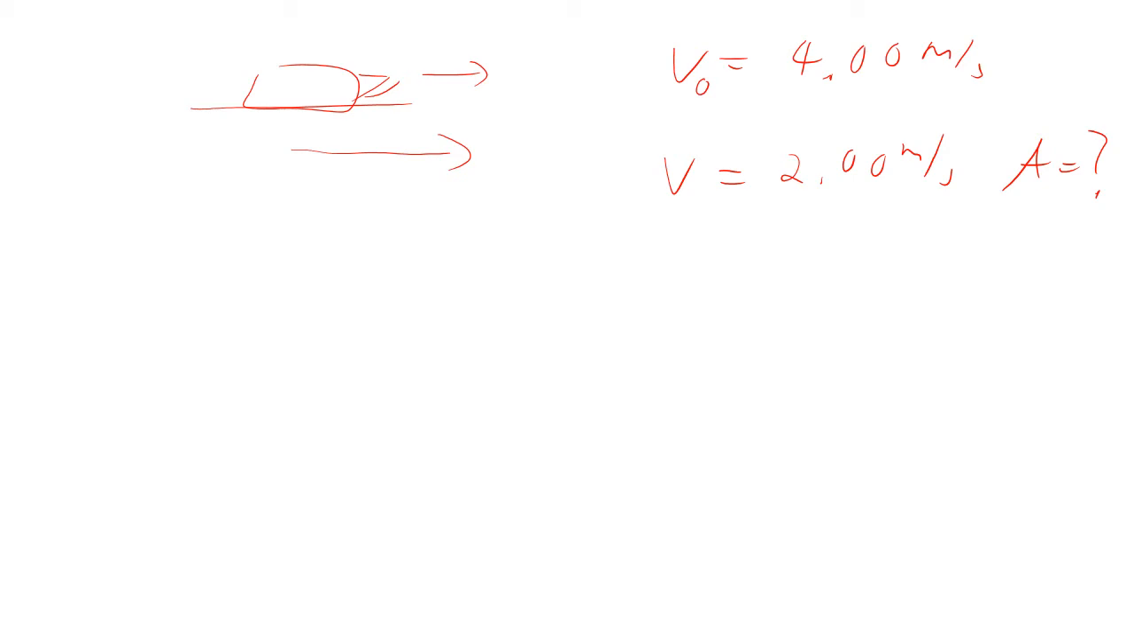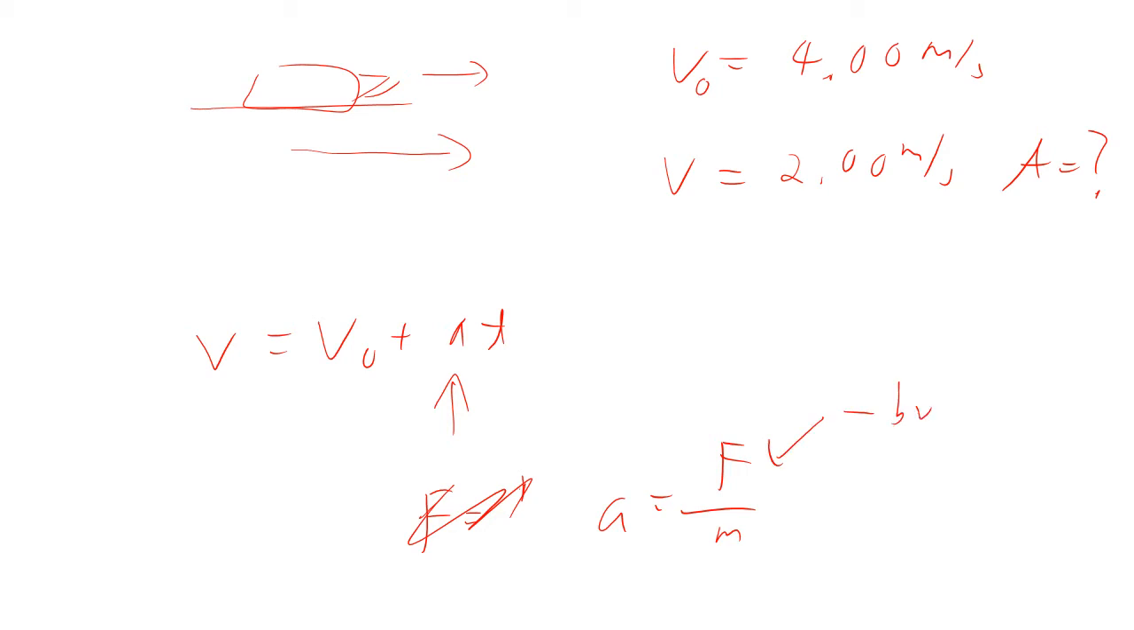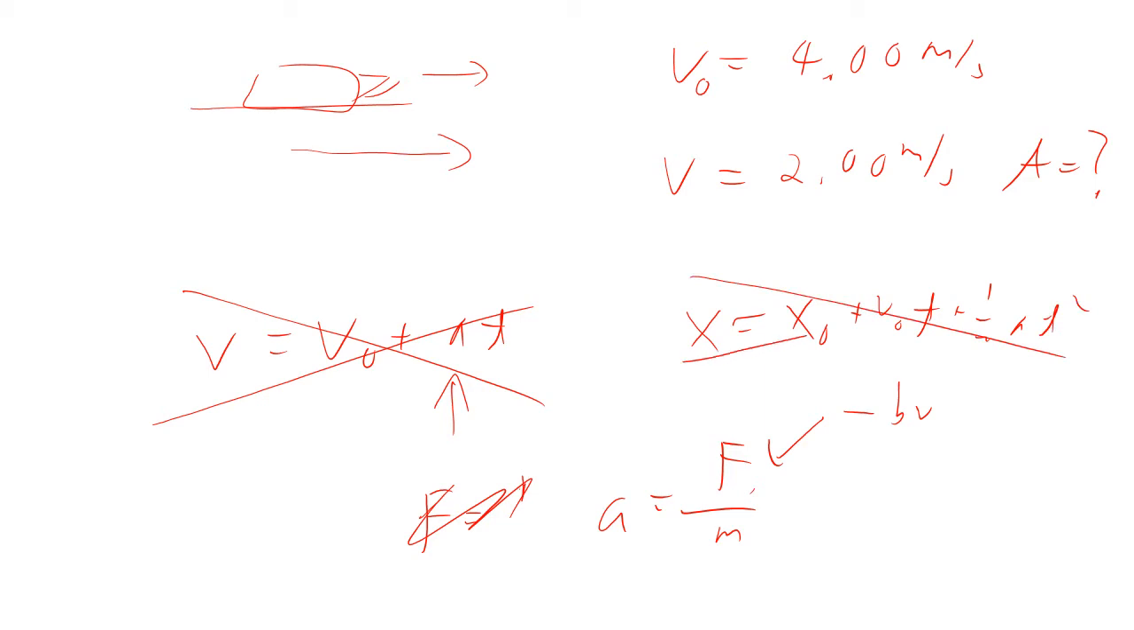Normally what you would do is v equals v naught plus at, and you'd find the force. Except, wait, the acceleration is F over m, but F is minus bv, and that's a variable. When the boat starts slowing down, the force drops. So this equation will not hold. That equation is only valid for constant acceleration, so we cannot use it to find the velocity of the boat. We also cannot use the x equation, x equals x naught plus v naught t plus one half a t squared. It is not valid for this particular problem because the acceleration is not constant.